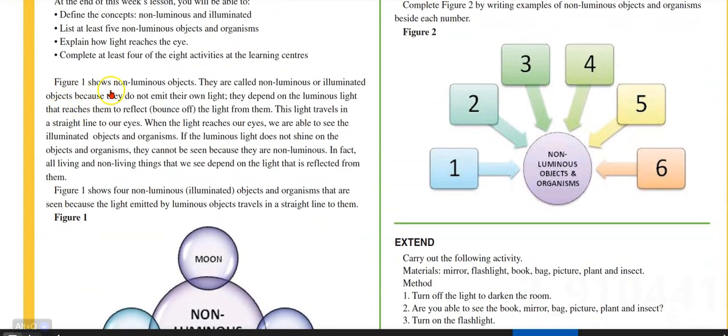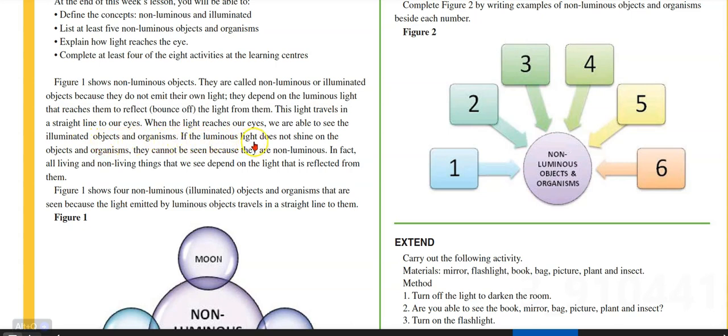Figure 1 shows non-luminous objects. They are called non-luminous or illuminated objects because they do not emit their own light. They depend on the luminous light that reaches them to reflect or bounce off the light from them. This light travels in straight lines to our eyes. When the light reaches our eyes, we are able to see the illuminated objects or organisms.